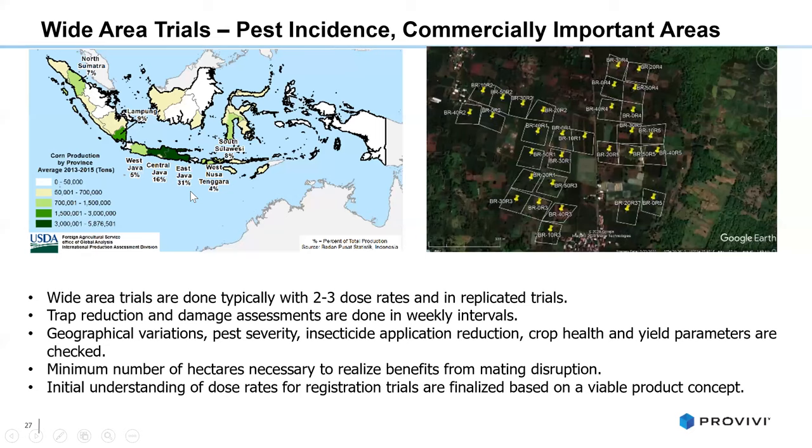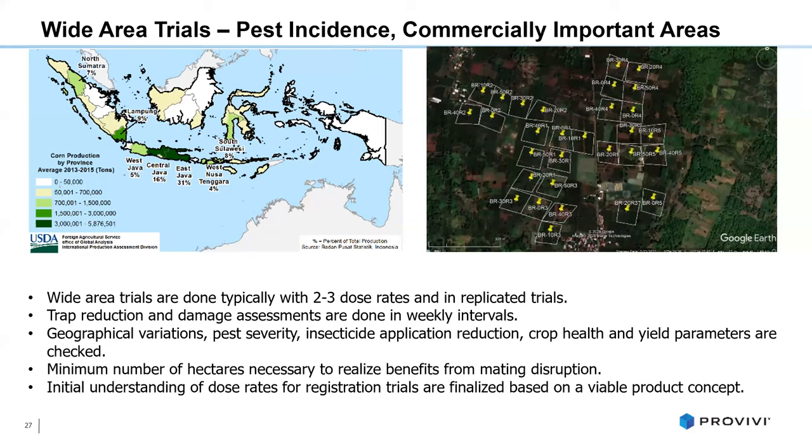We work with the farmers, we choose plots, and then get into an agreement with the farmers to do these wide area trials. When I talk about wide area trials, these are like 2 to 3 dose rates, replicated at least 3 to 4 times for statistical significance. So a single trial location can have at least up to 60 to 70 hectares. When I say 60 to 70 hectares, it is easier to do this in geographies like Brazil or Mexico, where corn is grown in larger hectares, where the land holding of the farmer itself is 100 to 300 hectares. But when you talk about the Asia Pacific region, the land holding of the farmer itself is less than 0.5 hectare.